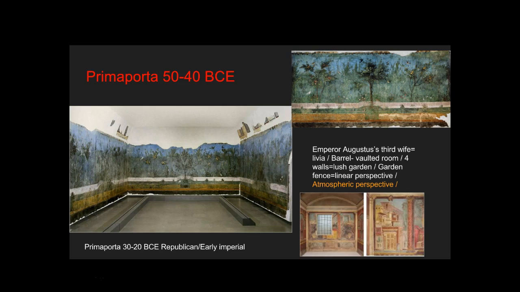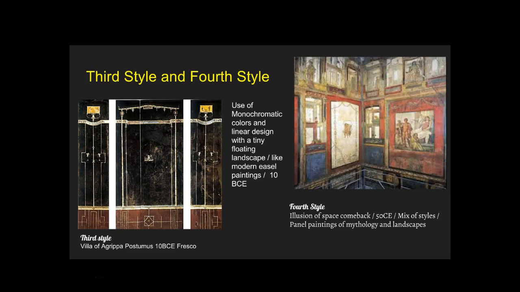That would be atmospheric perspective. So what we're seeing here are the things in the foreground are typically clearer than the things in the background. Again, second style painting. Then we get into the early empire. So we're moving from Republic to early empire.